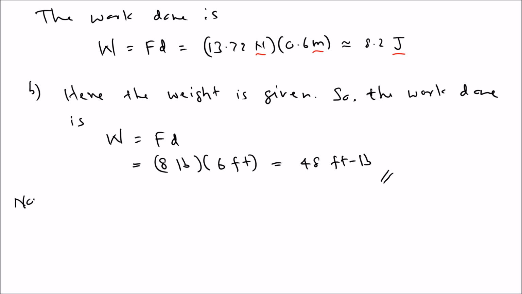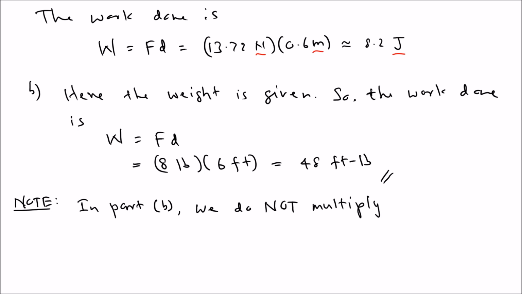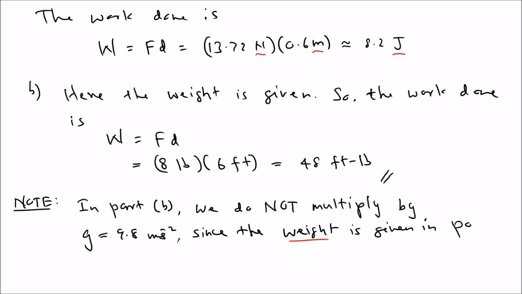So let's have a note here, because this is very useful. That's where we sometimes get stuck or make mistakes. In part B, we do not multiply by g, which is 9.8, since the weight is not the mass, it's a weight. Since the weight is given in pounds, which is considered a weight, that's different. Okay, good. So this is a problem when the force is constant.